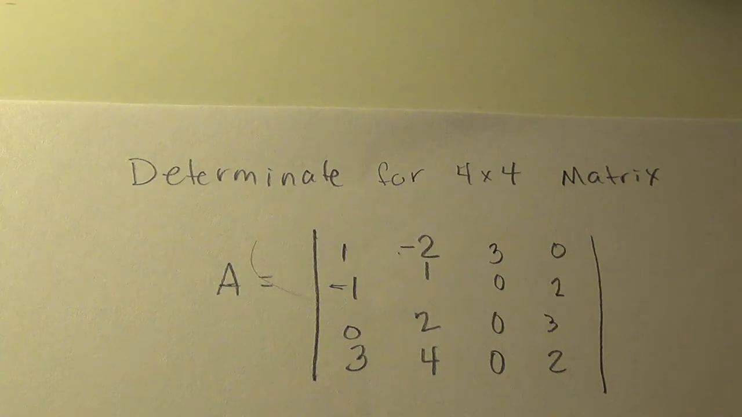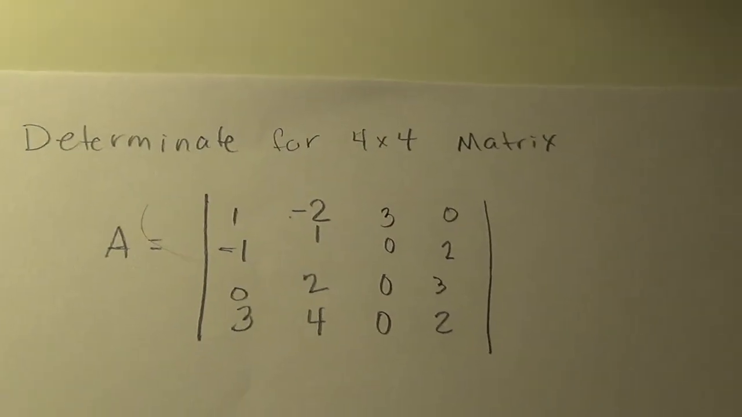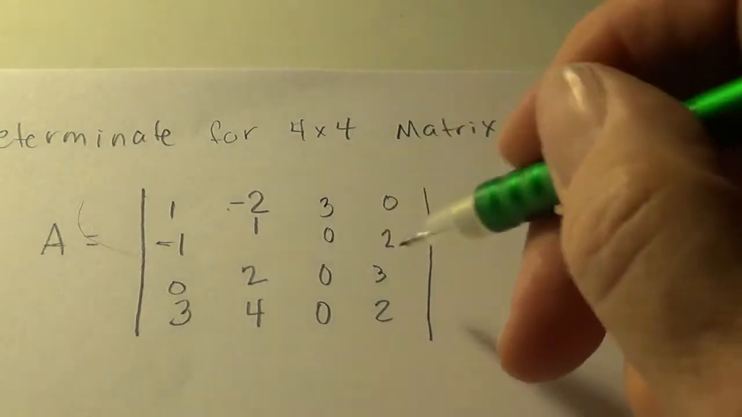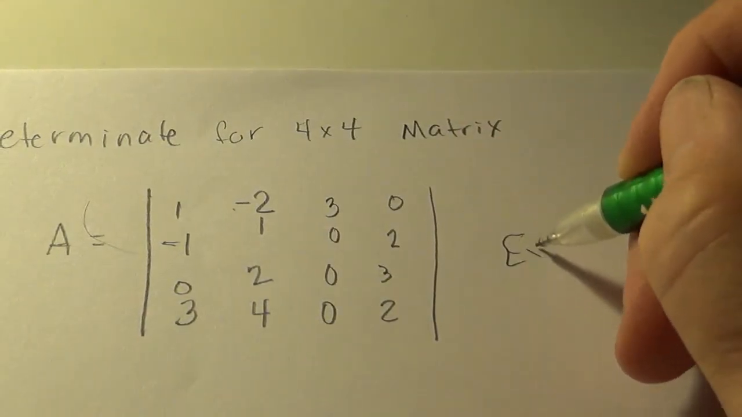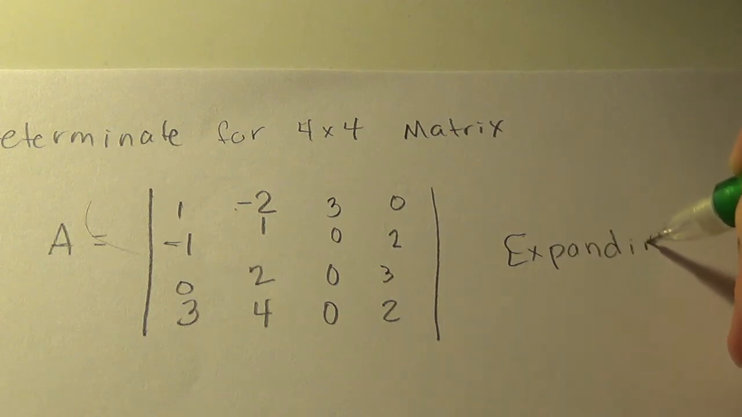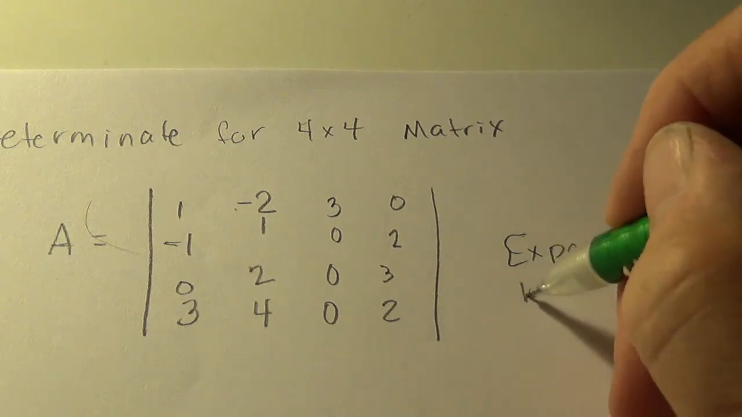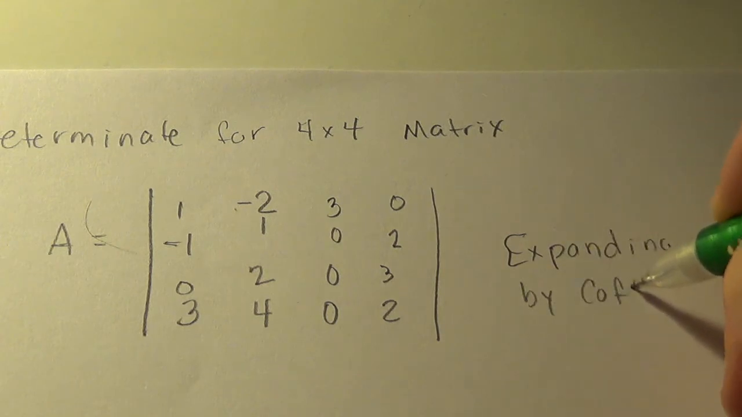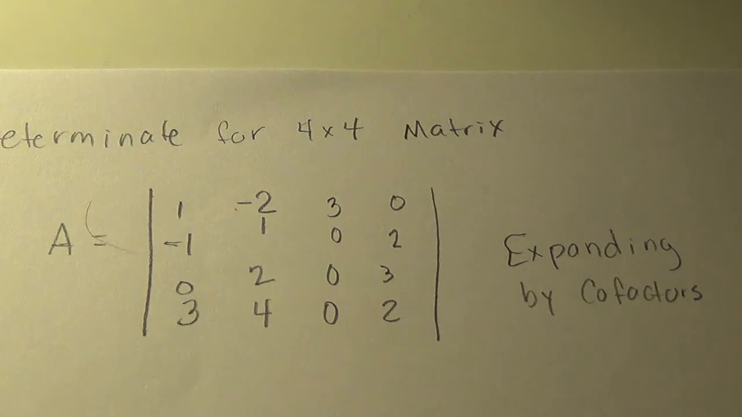Every square matrix, this is a 4x4, has a number associated with it called a determinant. I taught you how to do a 2x2 and a 3x3. So here we go with a 4x4. This method has a name, and we could have used it for a 3x3. We're going to be expanding by cofactors. And that is just the way to find a determinant.